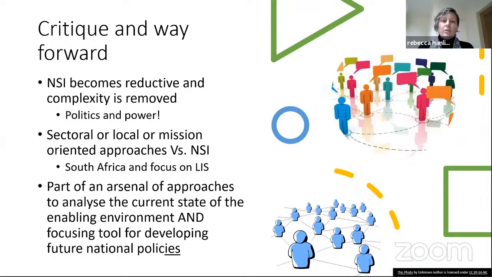So what I would like to say in closing is that I think national systems of innovation is part of an arsenal of approaches to analyze the current state of the enabling environment. That's what it's there for, and that's what it does best: it provides us a way of understanding the enabling environment and a focusing tool for developing future national policies. I use policies in the plural because it's not just about science, technology, and innovation policy, but it allows us to understand what additional policies are important to consider in order to ensure a fully enabled environment for innovation to take place.